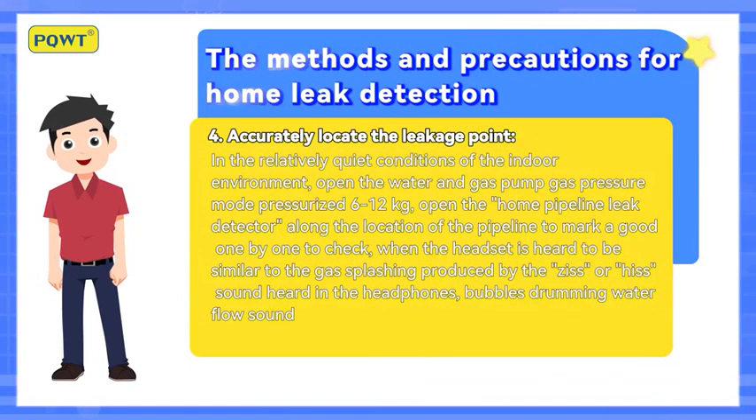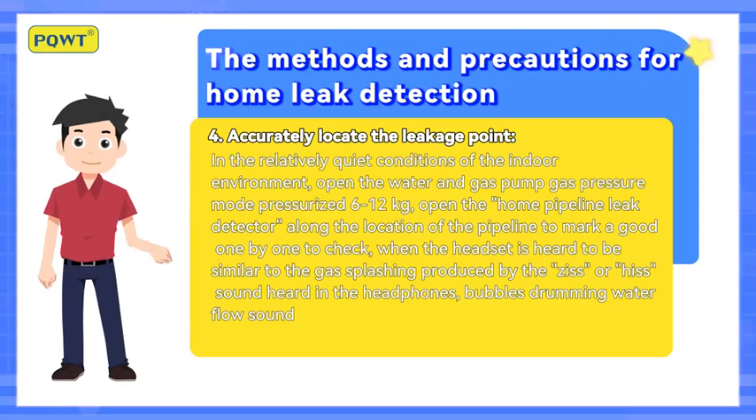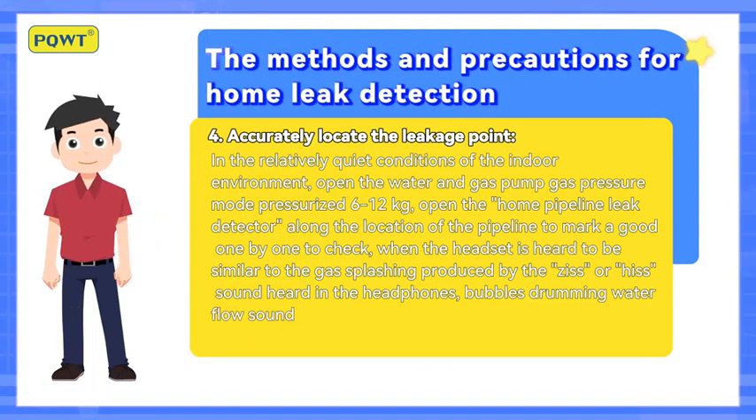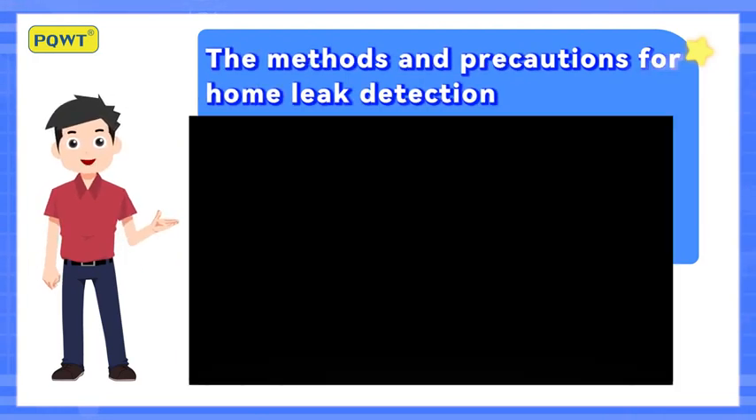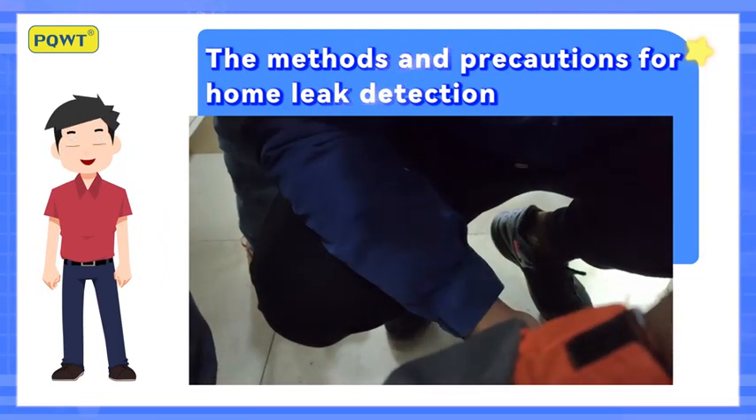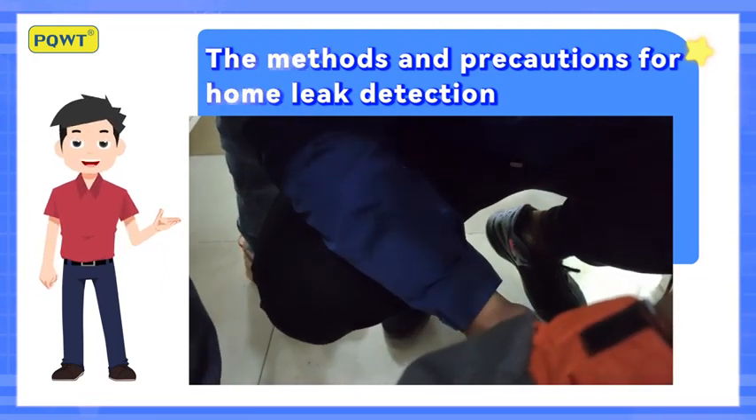In the relatively quiet conditions of an indoor environment, open the water and gas pump gas pressure mode and pressurize to 6 to 12 kilograms. Open the home pipeline leak detector and check along the location of the pipeline, marked one by one. When the headset picks up a sound similar to gas splashing, or bubbles drumming as water flows out, the sound size is significantly higher than in other areas.